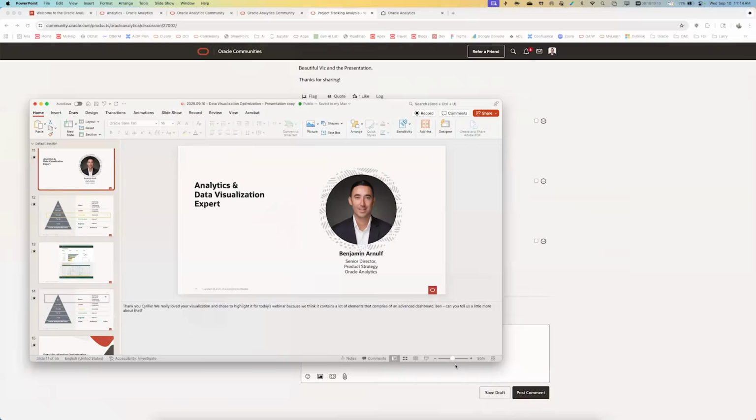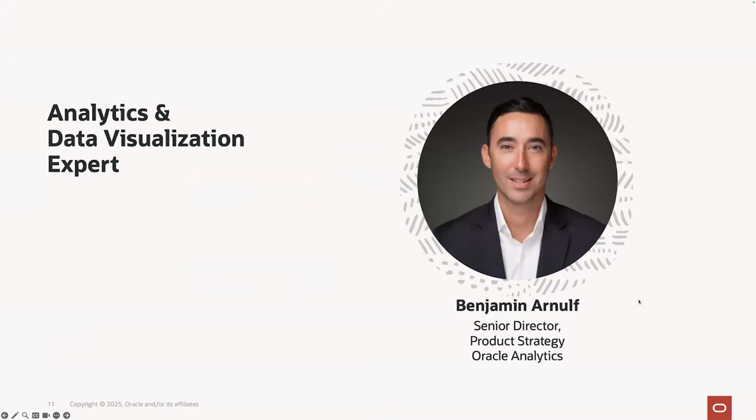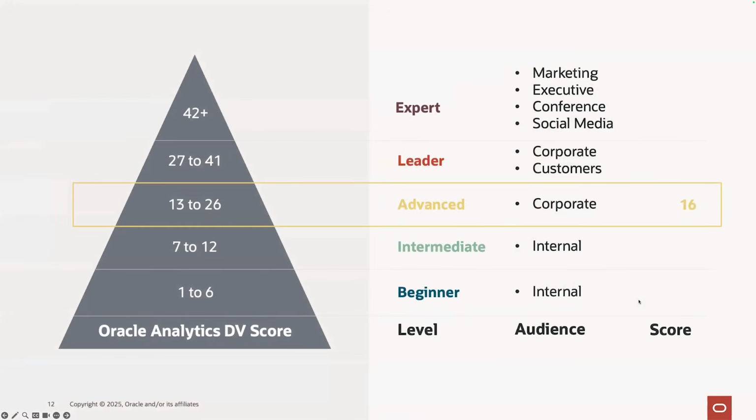Okay, perfect. Thank you. So I created a scoring mechanism and matrix. We are not going to show you the detail because there is a patent ongoing for it. But what you can see here is that with this specific Oracle Analytic Matrix DV score, we see a score of 16, which is good. The dashboard of Caroline is matching a corporate audience. 16 is a good score.